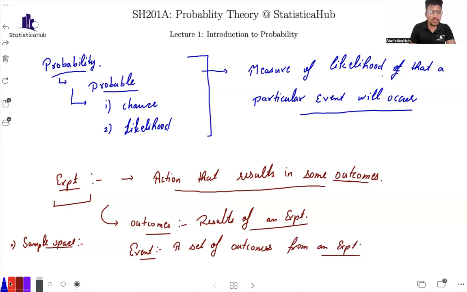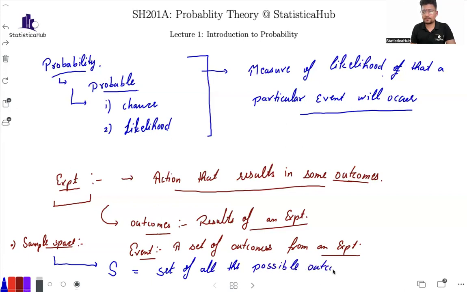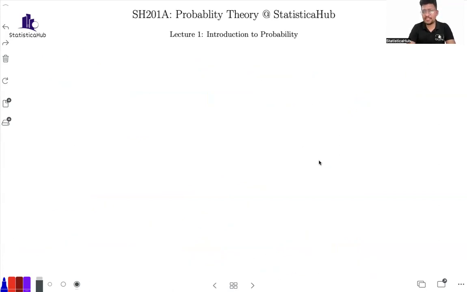Then we have the new concept, sample space. It is very simple. You simply write this as S, that is just the set of all the possible outcomes of an experiment. That's what we call some basic terms in the context of probability. So you must know what is an experiment, what is an event, what is an outcome, what is the sample space.